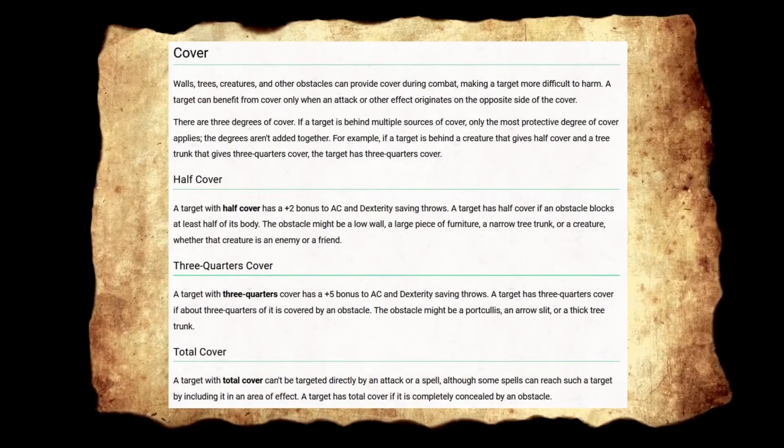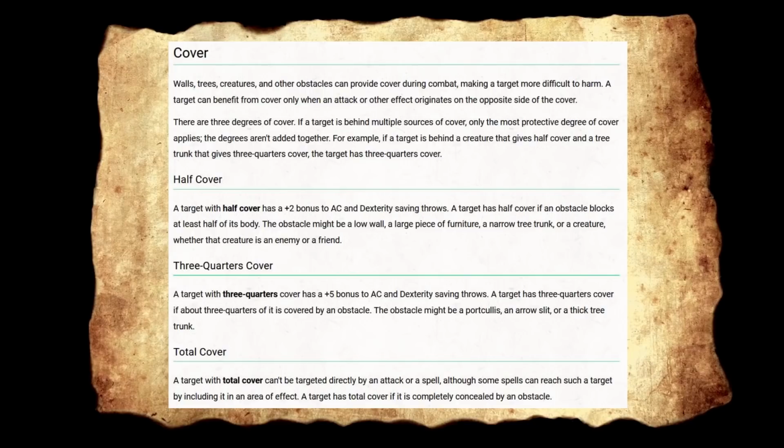I'm going to grab my handy-dandy device and pull up the rules for cover over on D&D Beyond. It's just so easy and convenient to do so. All right, so over in Chapter 9, we have cover. Walls, trees, creatures, and other obstacles can provide cover during combat, making a target more difficult to harm. A target can benefit from cover only when an attack or other effect originates on the opposite side of the cover. There are 3 degrees of cover. If a target is behind multiple sources of cover, only the most protected degree of cover applies. The degrees aren't added together. For example, if a target is behind a creature that gives half cover and a tree trunk that gives 3/4 cover, the target has 3/4 cover.